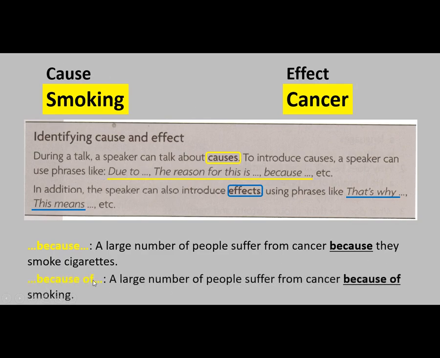You can also use because of. A large number of people suffer from cancer because of smoking. If you notice, you can use because with a sentence, with a subject and a verb. So because is used with subject verb sentence. Because of is used with a noun, not a sentence.